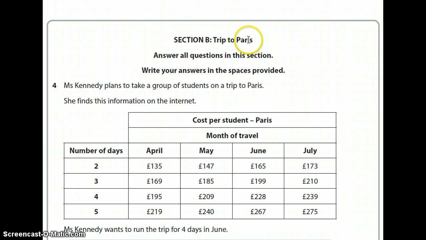Section B, Trip to Paris. Number 4. Miss Kennedy plans to take a group of students on a trip to Paris. She finds this information on the internet. Cost per student, Paris. Month of travel: April, May, June, July.